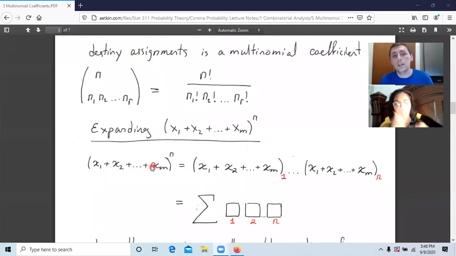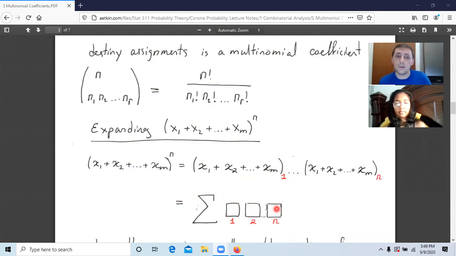I'm asking you, when I expand the parentheses, right? So what happens here, right? So outcome number one represents what the first parenthesis contributed, okay? The first parenthesis can contribute either x1 or x2 all the way to xm. So outcome number 1 represents what parenthesis 1 contributed. Outcome number 2 here represents what parenthesis 2 contributed, and all the way to outcome number n, that will represent what parenthesis numbered n has contributed.